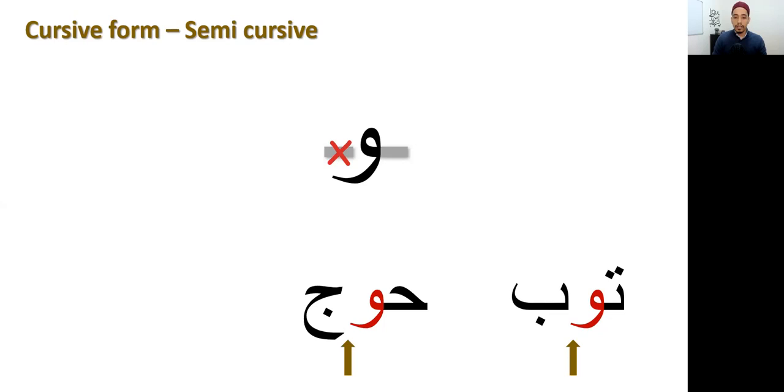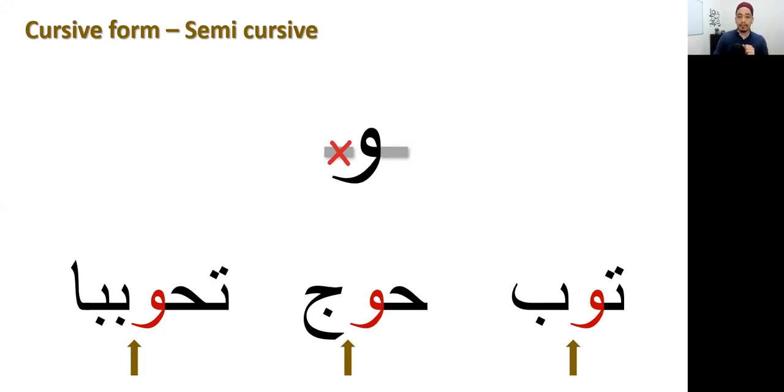Same here. It's joined to the ha before it, but not to the jim after it. The same over here. It's joined to the ha before it, but not to the ba after it. So it's semi-cursive. Now, this might not be extremely important, but how does this help you? When you read, sometimes it causes you a bit of confusion why there's a disconnect here.